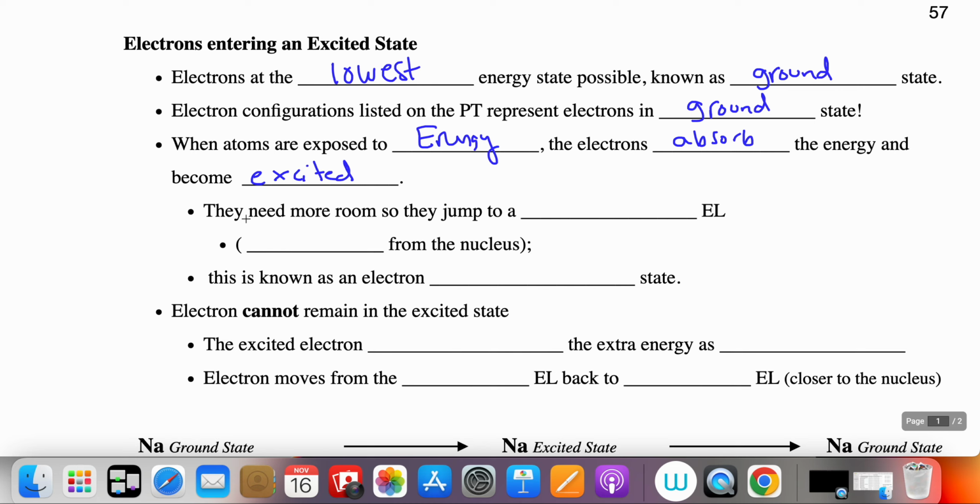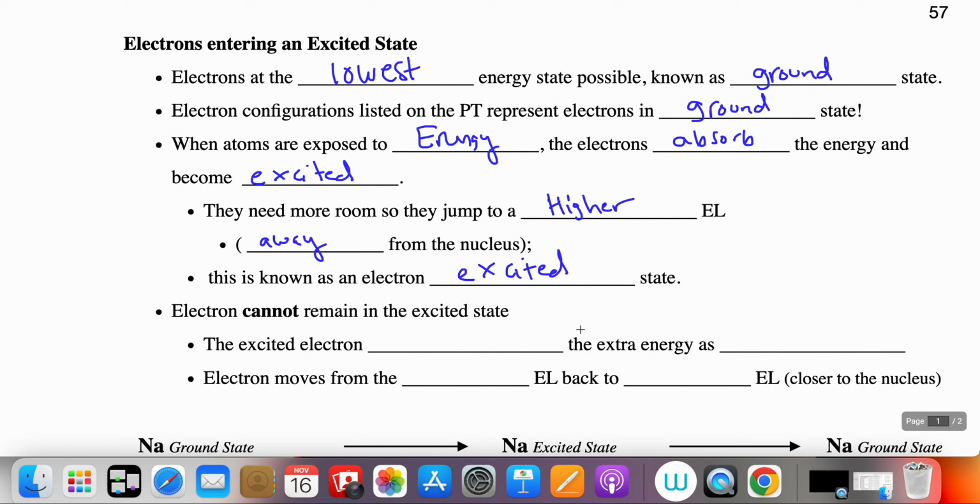So when electrons become excited, because they're going to move faster and they need more room, they jump to a higher energy level. And that means that they jump away from the nucleus. And so when an electron moves away from the nucleus because it's absorbed too much energy, this is what we refer to as the excited state.